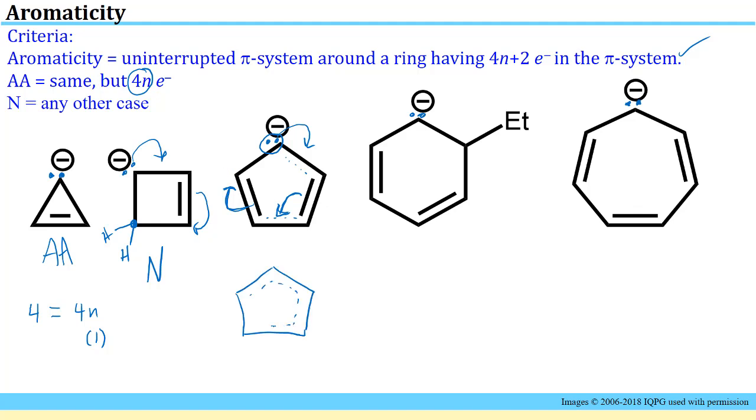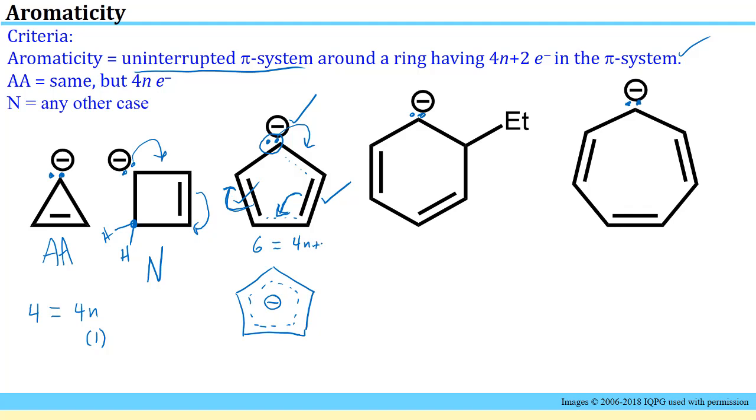So we could have a resonance hybrid where we delocalize electrons all the way around the ring, and there's a negative charge delocalized across all those carbons as well. So that has an uninterrupted pi system. We next have to check how many electrons are in that pi system. We have the lone pair and 2 pi bonds. So we have 3 pairs, that's 6 electrons.